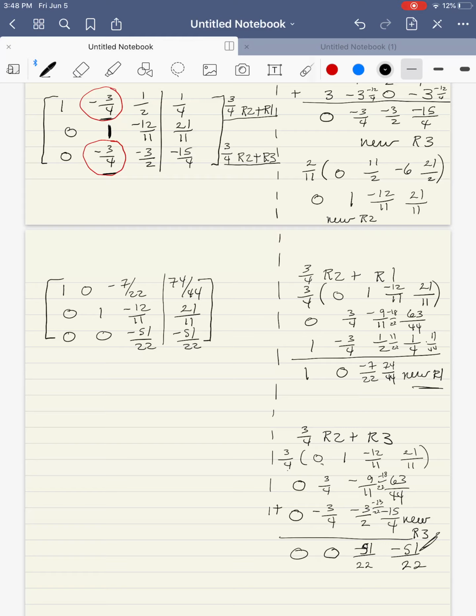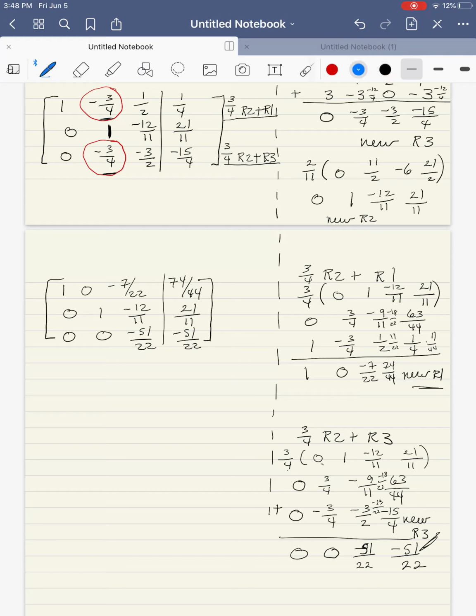Column 2 usually tends to be the most difficult column, where you start having a lot of messy fractions. Once I get my 1 in the third row, then the computations are usually not quite as difficult for the third column. I want you to see if you can actually finish this problem yourself.